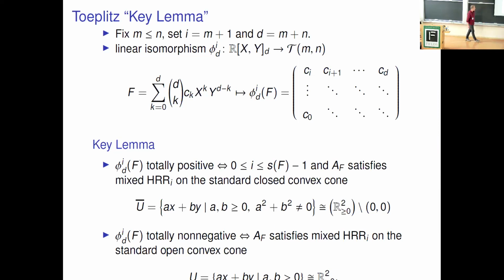Sure. Yeah, sorry, it's a lot of writing here. Oh yeah, so I'm going to explain what all these things are. So S of F is the Sperner number of this algebra. So it's the maximum value of the Hilbert function. Yeah. So I'll explain everything, including what is exactly the algebra AF, what's the Sperner number, and what does it mean to have mixed Hodge-Riemann in degree I, and where does this closed cone come from? This closed cone really will live in the space of linear forms in A sub F.